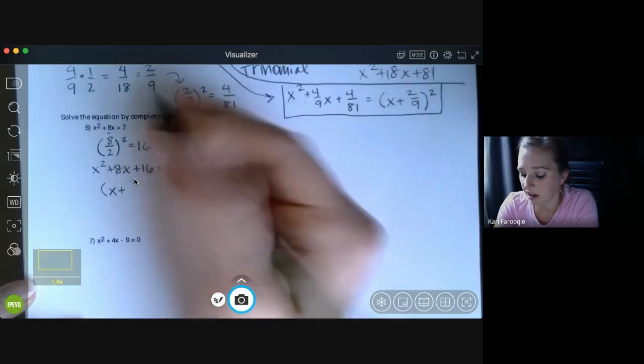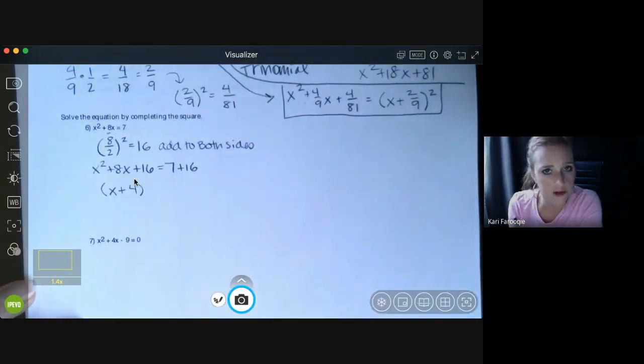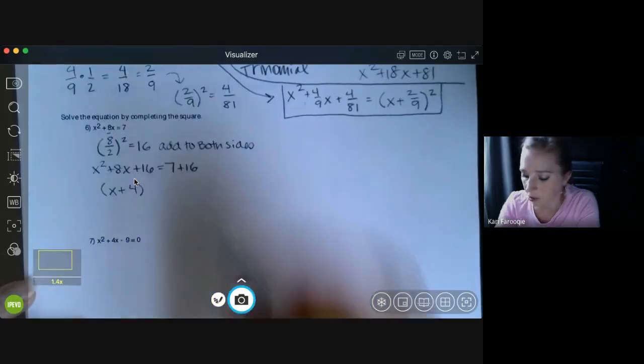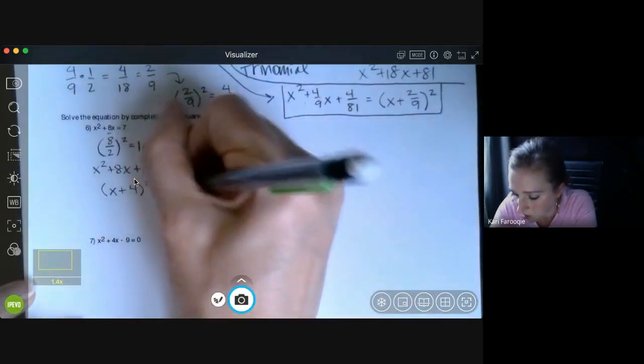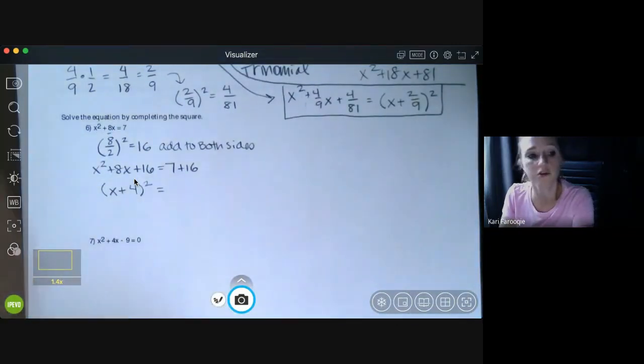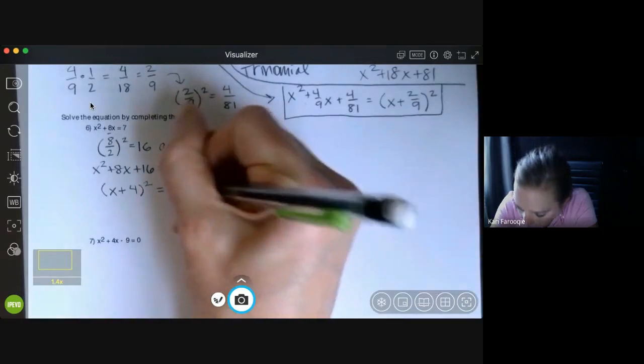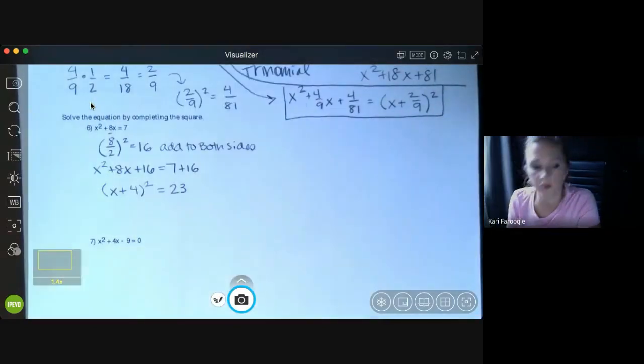And then I'm going to take half of the middle term's coefficient, not half of the coefficient squared, half of the coefficient. And then I'm going to square that quantity. So here we're just factoring that perfect square trinomial. If you're not sure whether you did it right, FOIL it out again and make sure you get back what you started with. On the right-hand side, 7 plus 16 is 23.